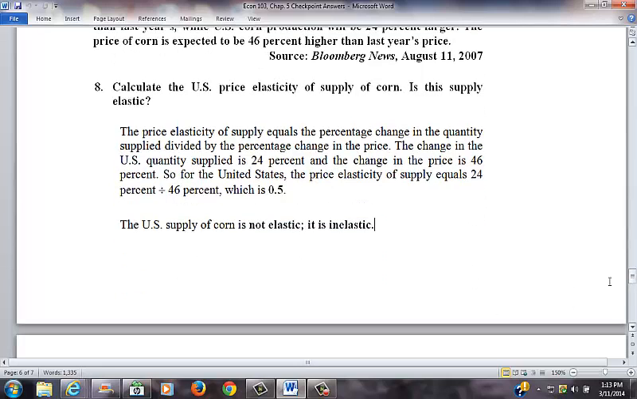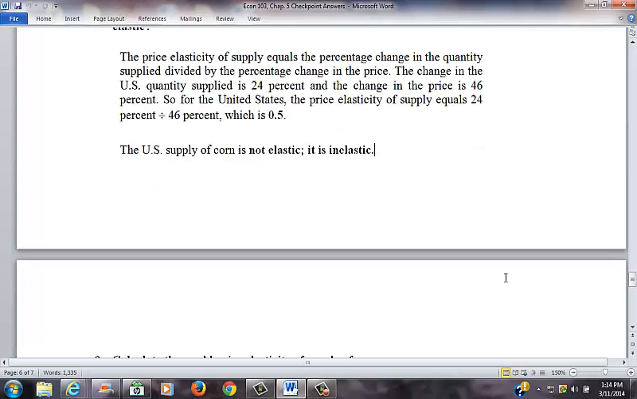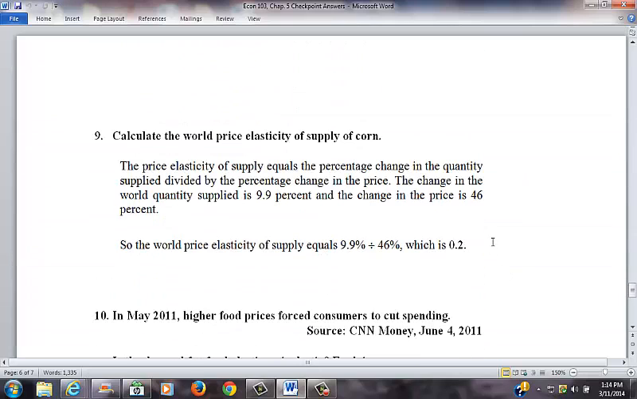And those are the checkpoint questions. Oh, sorry about that. Last two. Got carried away.